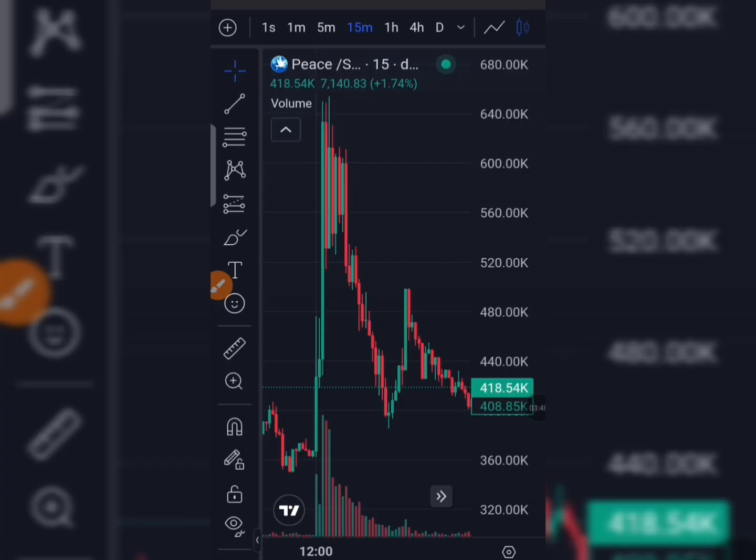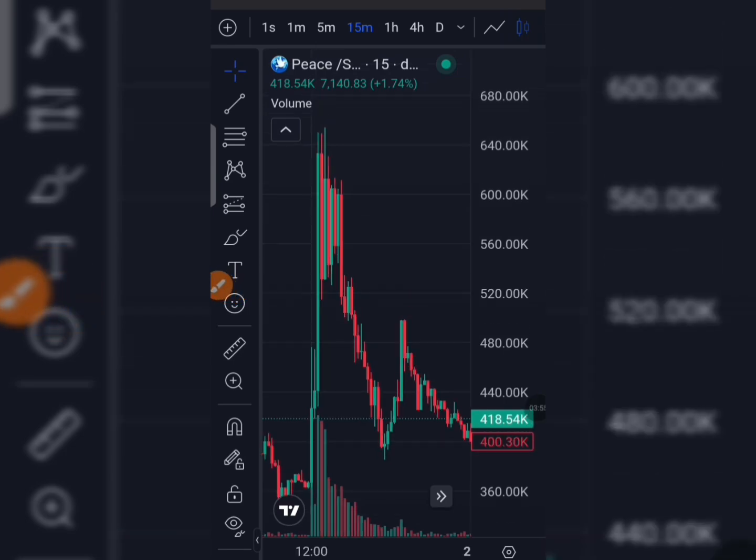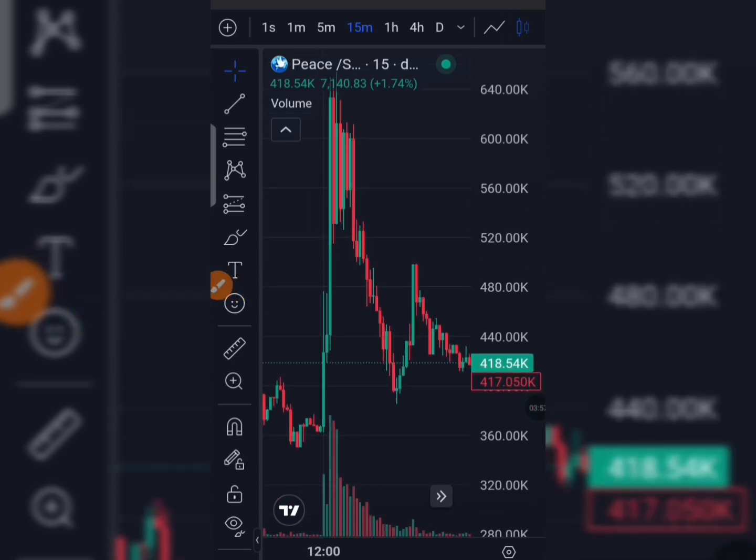Now we are on our 15 minutes time frame right here, as you can see on the chart. So let me show you the importance of buying the dip. New buyers keep on buying when the coin is spiking up. That's the reason why you keep on losing your money back to back. As you can see, this coin right here spiked up right from here to this peak right here.